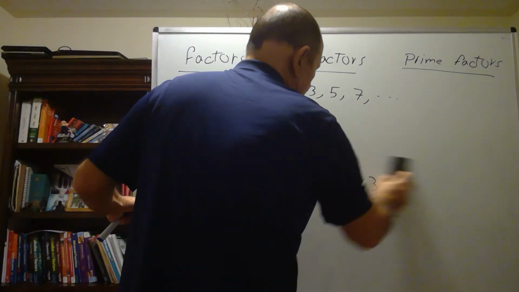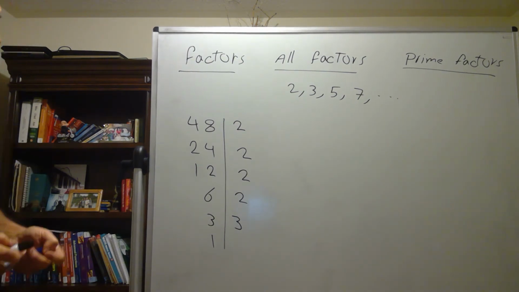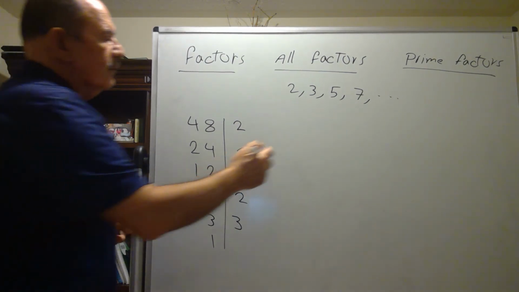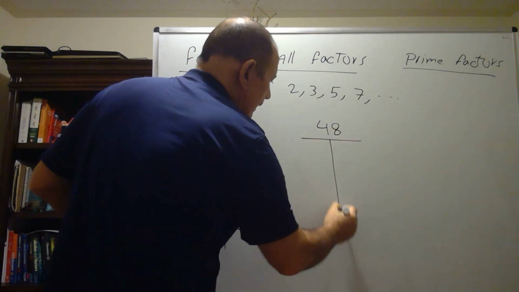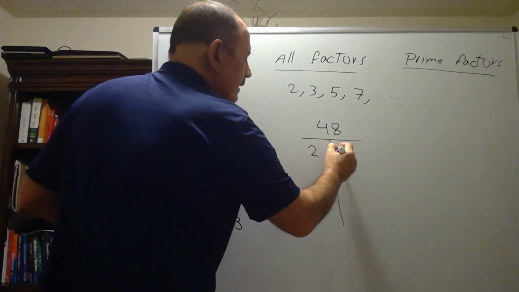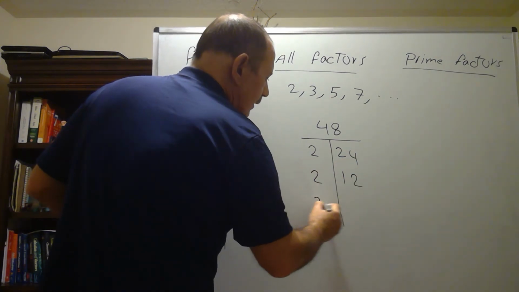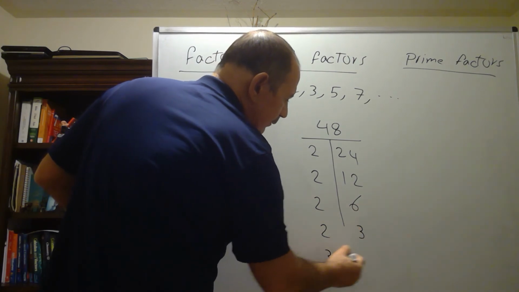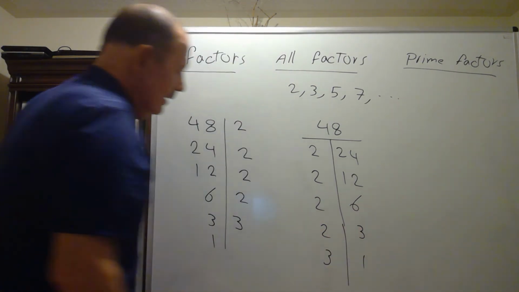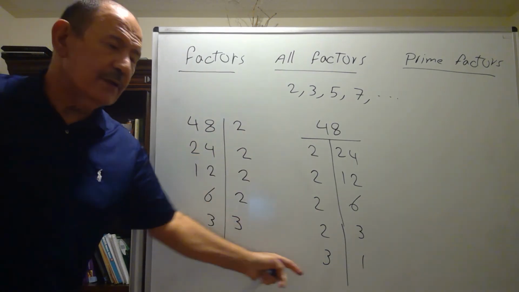Some students, or in some countries, they teach it in this way. 48 divided by 2 is 24, divided by 2 is 12, divided by 2 is 6, divided by 2 is 3, divided by 3 is 1. Okay, this is the same thing, and these are the prime factors, 2 to the power of 4 times 3.